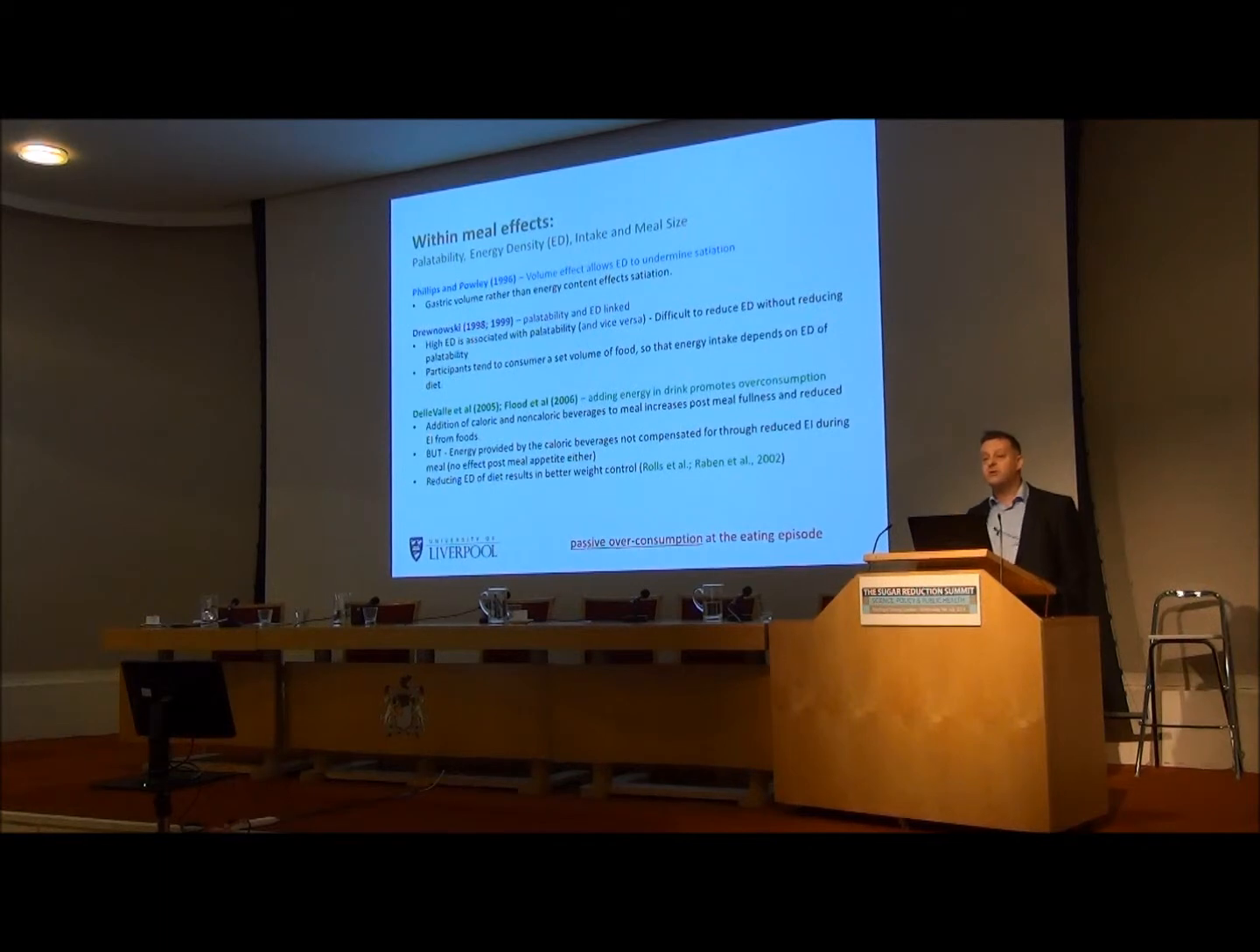So if we tend to eat to volume, and we put more energy in the units of volume that we are eating, we will overconsume. Very simply. Now the problem is, palatability and energy density are inextricably linked. You put more fat and more sugar into food, it is more palatable. It is also more energy dense. So you've already got a mechanism for passive overconsumption if you are eating by set unit.